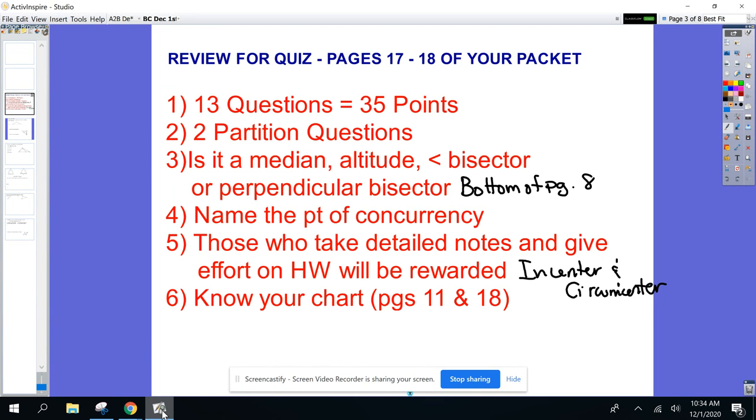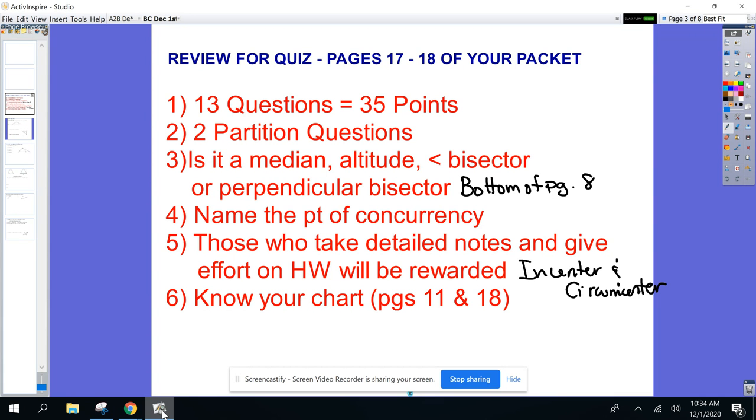It's due on Thursday. There are a bunch of theorems and facts on pages 17 to 18 of your packet. That's where you can go for a good old-fashioned review of all the vocabulary. Pages 17 and 18 of your packet, it's all there for you. There's going to be 13 questions, 35 points total.